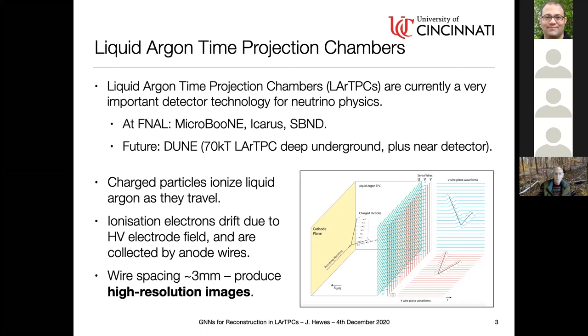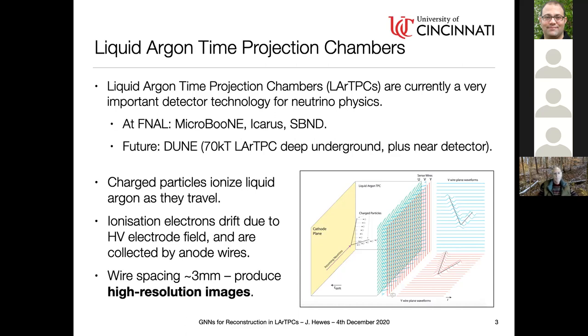And because you have a cathode plane on one side of the cryostat with a large high voltage on it, and on the opposite side you have this collection of anode plane wires, you induce this large electric field, which causes the ionization electrons to drift towards the wires. These electrons are going to induce a signal on the first two sets of wires before being collected on the last set of wires. And so that effectively gives you three 2D representations of what your 3D interaction looked like that you can then reconstruct back into a 3D representation.